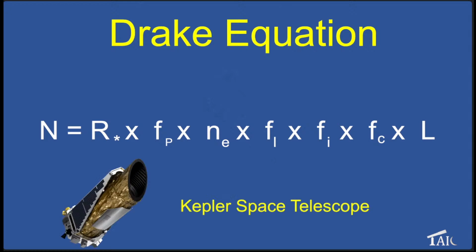The Kepler Space Telescope has helped because now, besides knowing the rate of star formation in our galaxy, we have an idea of what fraction of stars have planets and what number of them are actually in the Goldilocks zone. So we may make progress on this.